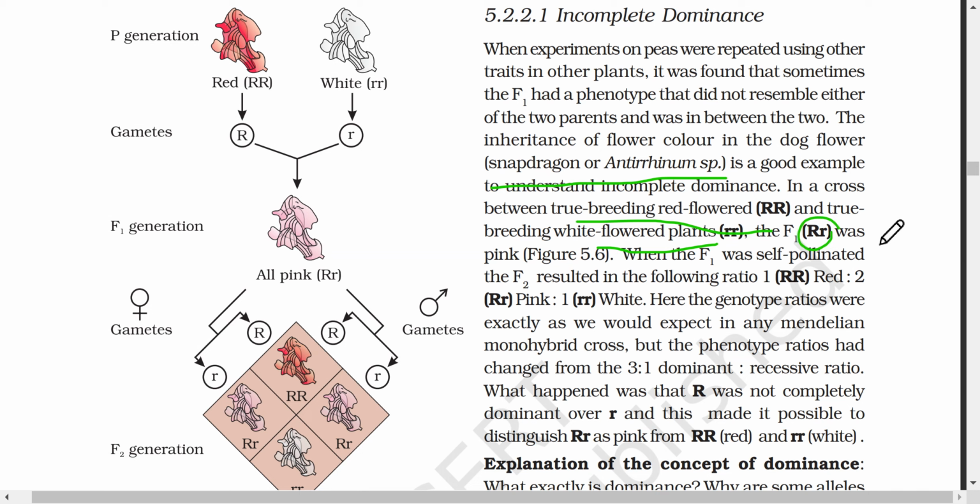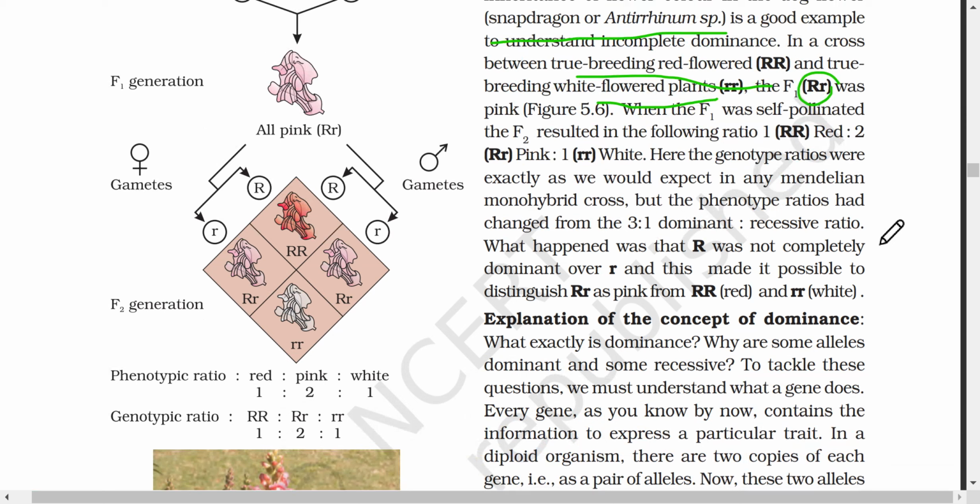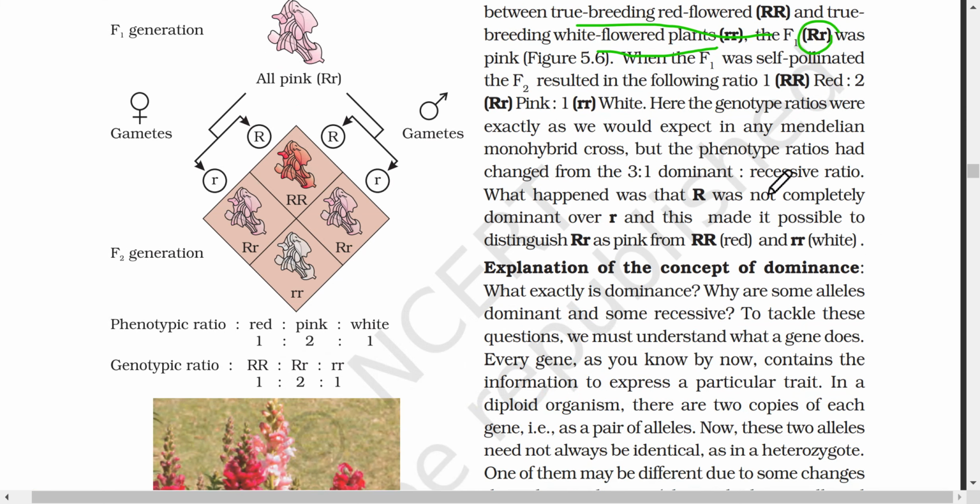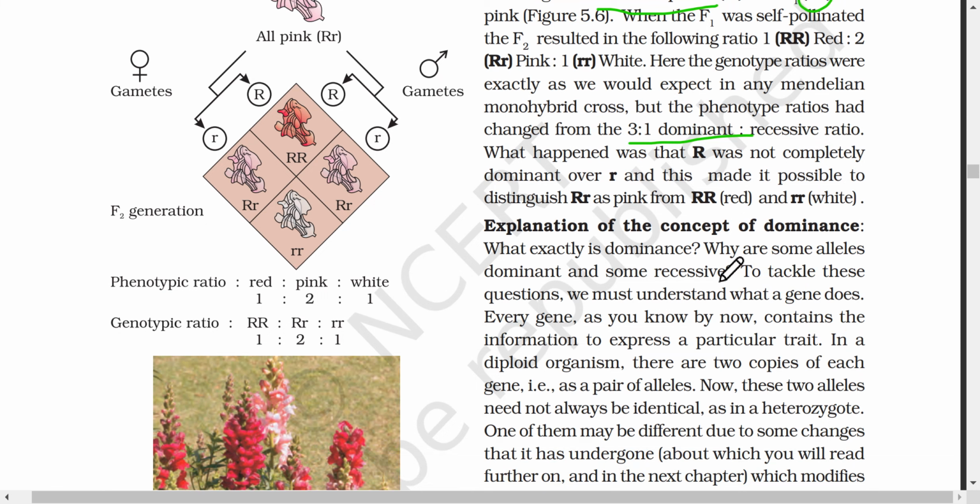हमने क्या देखा? अकॉर्डिंग टू मेंडल अगर लॉ ऑफ डोमिनेंस ही फॉलो करेंगे तो सारे F1 प्रोजेनी रेड होने चाहिए और फिर F2 में हमारे पास 3:1 के रेशियो में 3 हमारे रेड होने चाहिए, एक हमारा व्हाइट होना चाहिए. ऐसा कुछ नहीं हो रहा. When the F1 was self-pollinated, the F2 resulted in the following ratio: 1:2:1. एक red था, दो pink थे, एक white था. Here, the genotype ratios were exactly as we would expect in any Mendelian monohybrid cross, but the phenotypic ratios had changed from the 3:1 dominant to recessive ratio. What happened was that R was not completely dominant over small r.